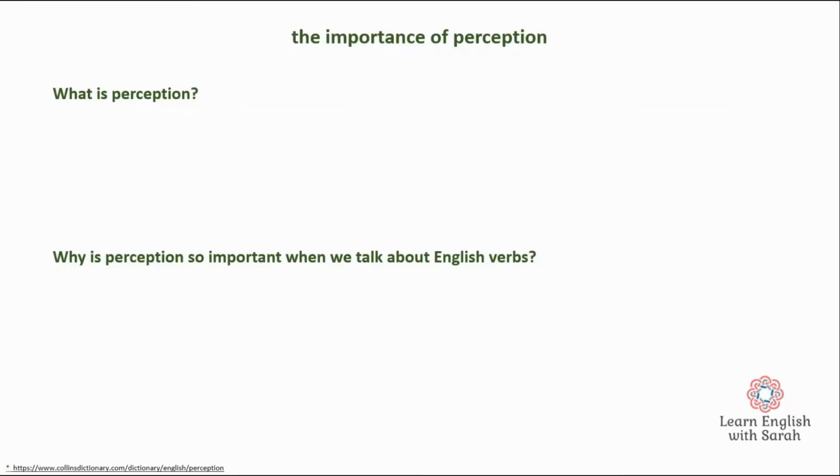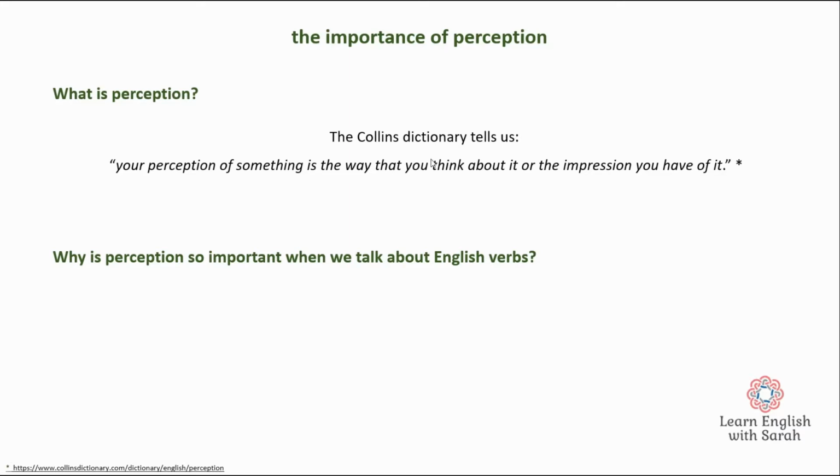So let's look at that word perception. Two questions to think about: what is perception, and why is perception so important when we talk about English verbs? So the Collins Dictionary tells us that your perception of something is the way that you think about it or the impression you have of it. So in other words, it's how you understand a situation.